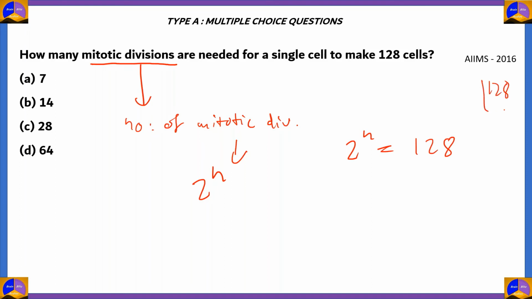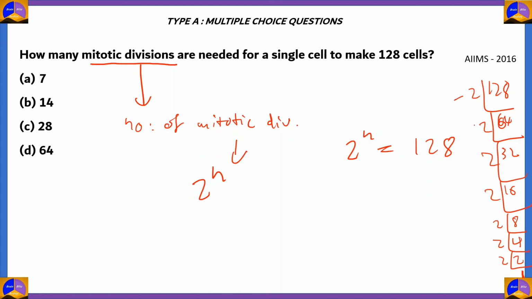So 128 on prime factorization. By 2, you get 64. By 2, you get 32. By 2, you get 16. By 2, you get 8. By 2, you get 4. By 2, you get 2. By 2, you get 1. So in the end, we have 1, which cannot be prime factorized further.